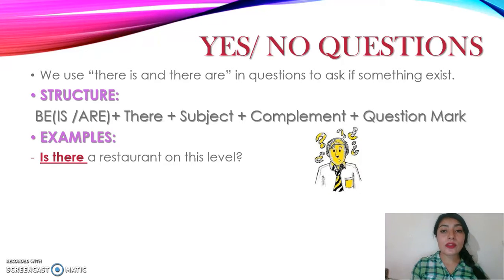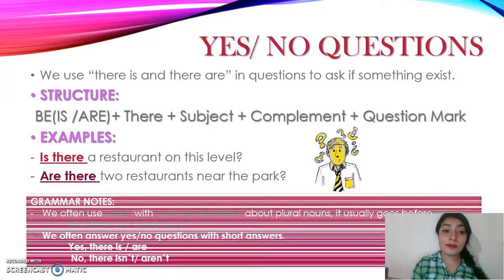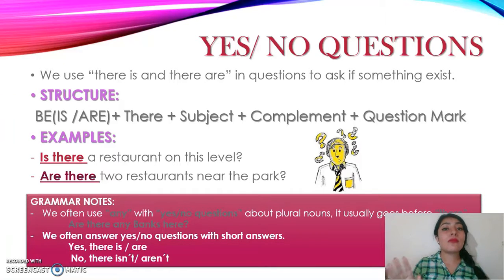Is there a restaurant on this level? When you are speaking, you have to use the correct intonation, and you raise your tone at the end of the question. So we have: is there a restaurant on this level? Are there two restaurants near the park? Here we have more grammar notes. We often use any with yes/no questions about plural nouns, and it usually goes after there. Are there any banks here? Or in this case, are there any restaurants near the park?